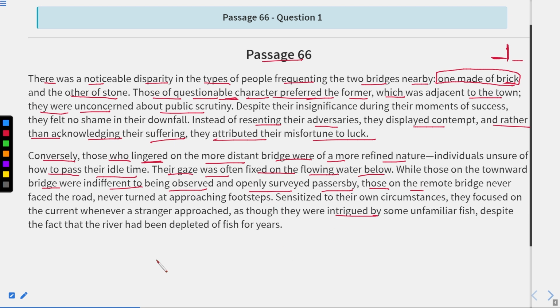Despite the fact that the river had been depleted of fish for years. Despite the fact, it means though they knew that the river had been depleted of fish for years, it means there are no fishes in the water for many years. So yet they are somehow attracted towards the fish, or they are interested in some fish which are unfamiliar or they do not know them.